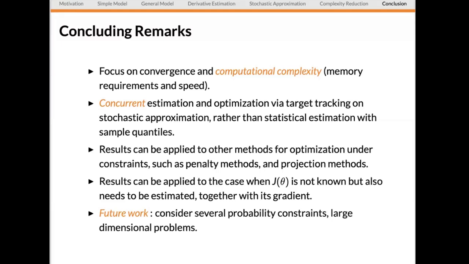Also, one thing that is very important: when we do stochastic optimization, generally we don't know the function J of theta either. That is also an expected value, the cost function is also not known to us. That can be added, and basically the same results will apply. As for future work, we might be going into the future if we want to consider more than one probability constraint, as it would be, for example, in your project, and that would be really interesting.